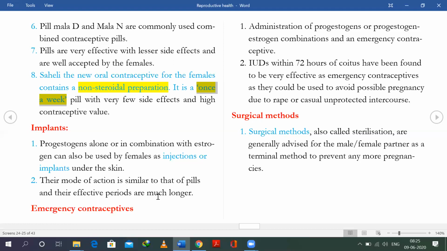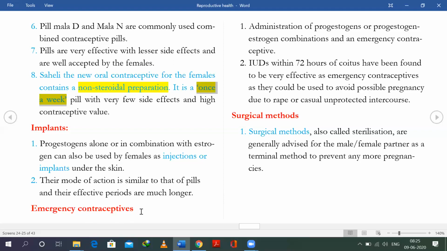Effective periods are much longer because you are taking them for 21 days, but implants can be placed under the skin without harming the person for as many days. So that is why their effective periods are much longer. So that is the pills as well as the implants.